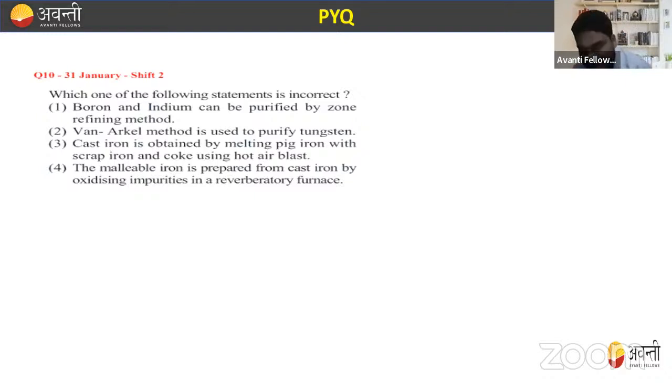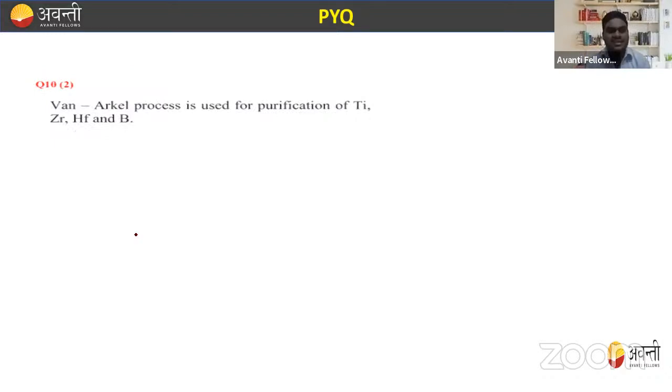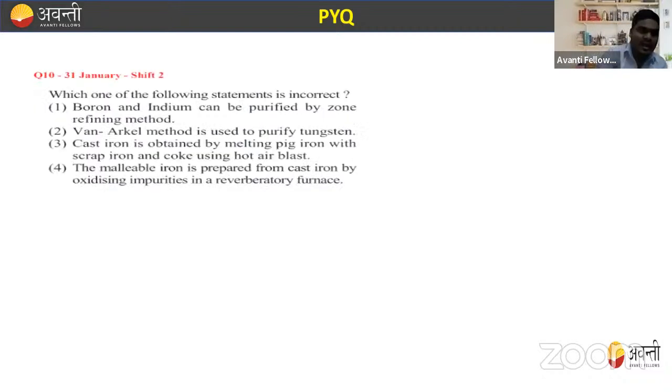We already studied in the last question that Joule refining is basically used for silicon. We have already studied, right? So this statement is absolutely wrong. That is statement number two. A Van Arkel process is used for the purification of titanium, zirconium, HF, and B. Right. And here it is given that the Van Arkel method is used to purify tungsten. So this is an absolutely incorrect statement, right?